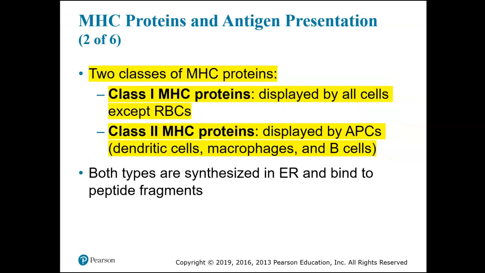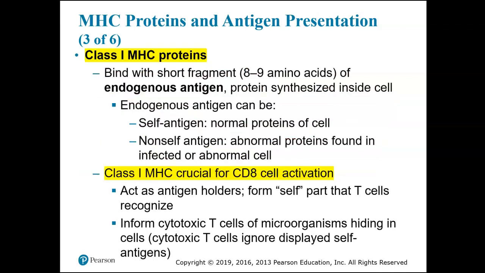So there are two classes of MHC proteins. There's class 1, and all cells display class 1 proteins except red blood cells. And then there's class 2, which are displayed by antigen-presenting cells. Remember, that can be dendritic cells, macrophages, and B cells. Class 1 MHC proteins are crucial for CD8 cell activation.